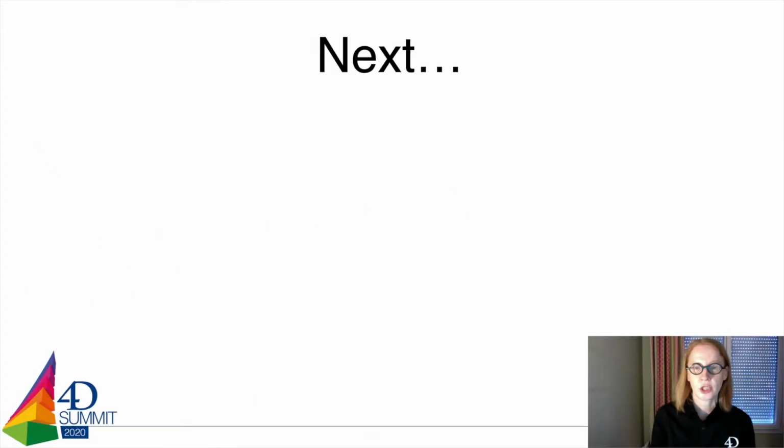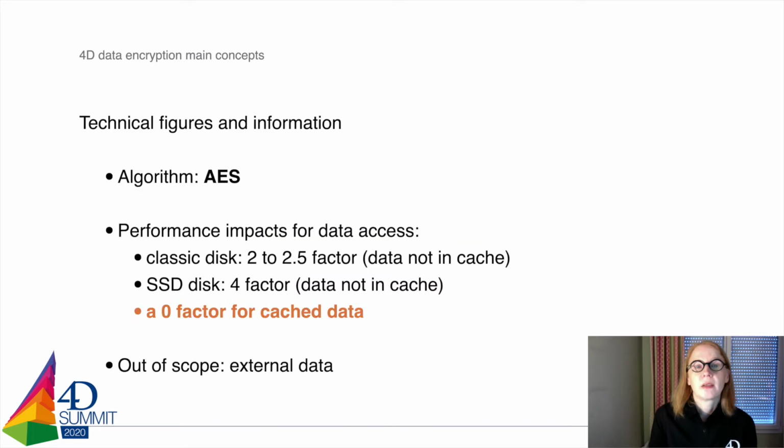The next section is about the main concepts. Just some technical figures before going on. The algorithm is Advanced Encryption Standard. About the impacts on performance, we have a 2 to 2.5 factor for a classic disk, for a cold read, so for data not in cache. We have a 4 factor on an SSD disk, and we have a 0 factor for cache data, and the external data is out of scope.